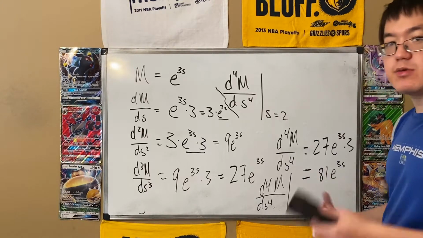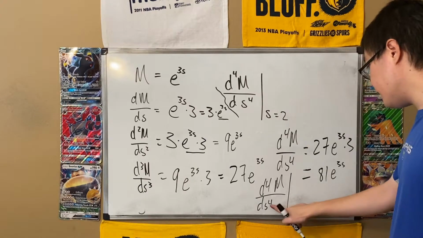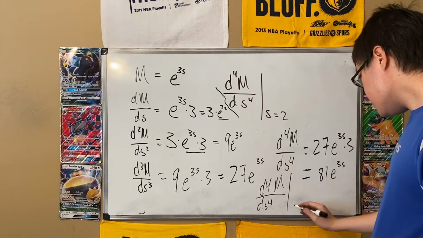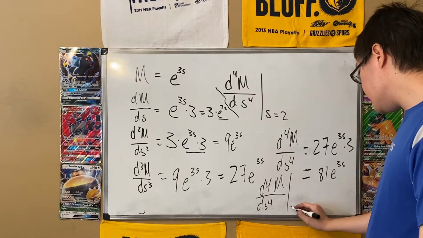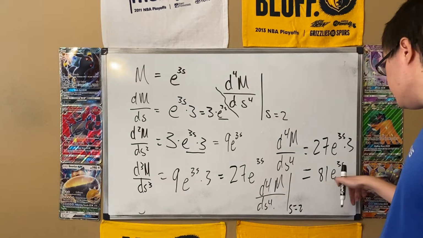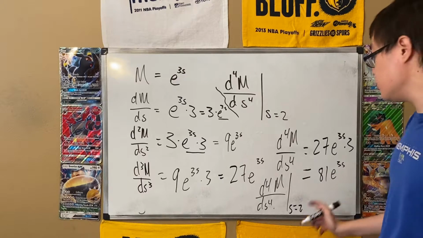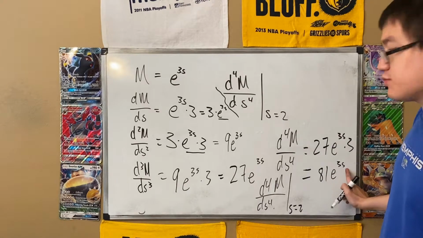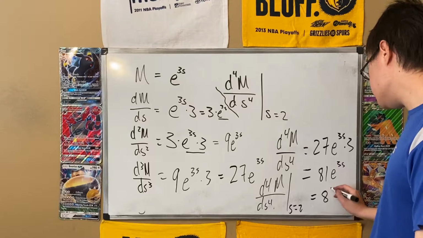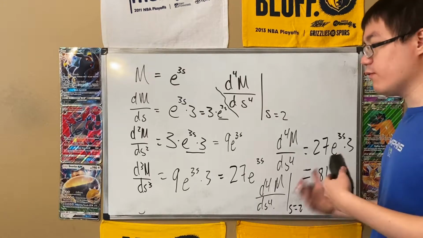So what we're going to do is find the fourth derivative. To find the fourth derivative, we're going to plug in the number s is equal to 2. So it's going to be 81 times e to the 3 times 2 because I just replaced this s with 2. So it looks like my answer is 81 e to the 6. And we're good to go.